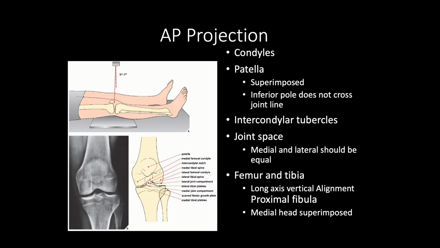So the AP projection, film is underneath the knee, x-ray beams just directly over the knee, straight down. On this you should be able to see the condyles. You should see a superimposed patella over the condyles. You'll be able to see some of the tubercles here, and primarily looking at joint space and looking at some of the alignment of the femur and tibia, and possibly even some of the proximal fibula on most of these films.